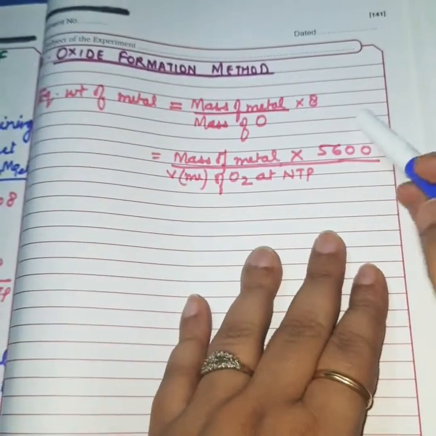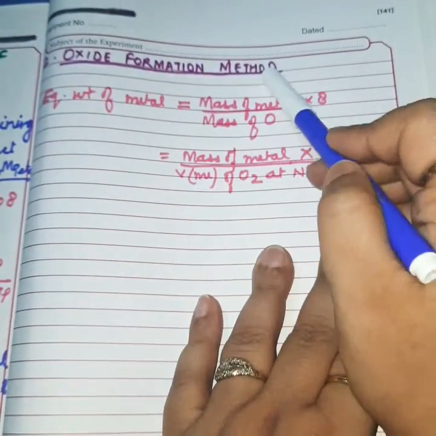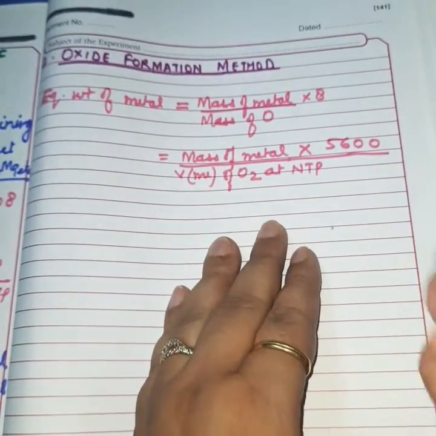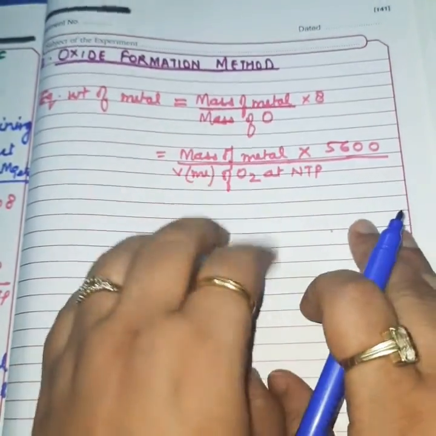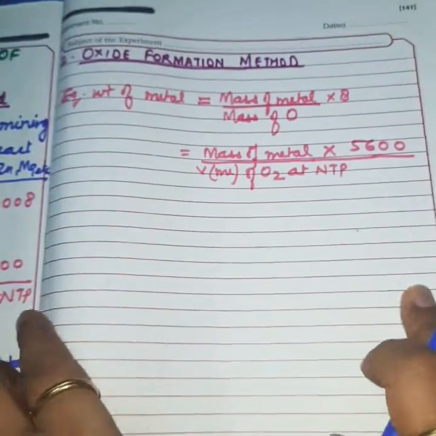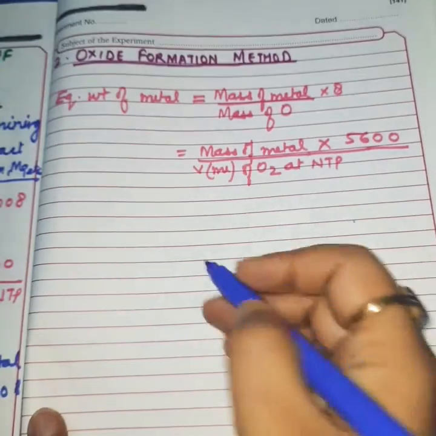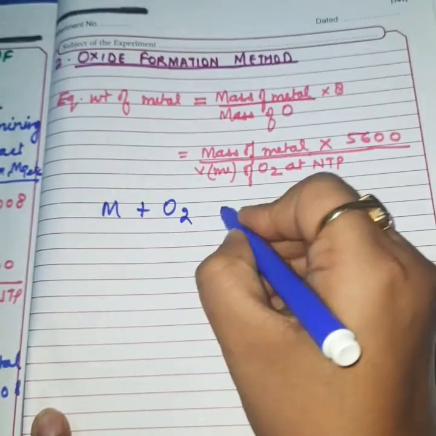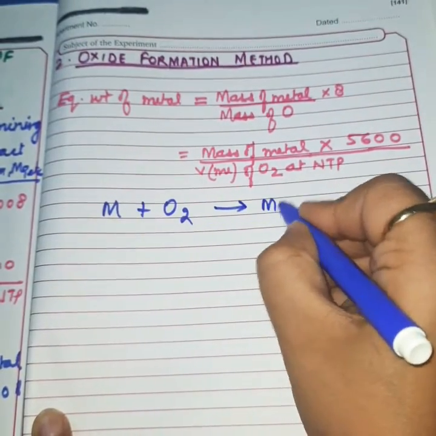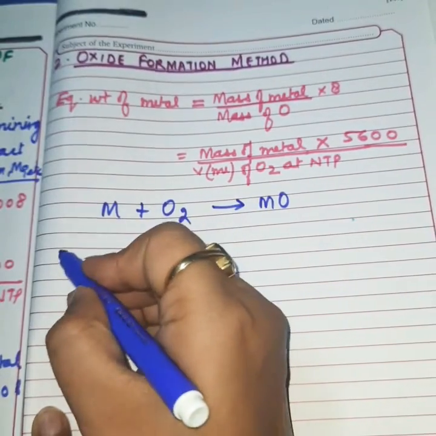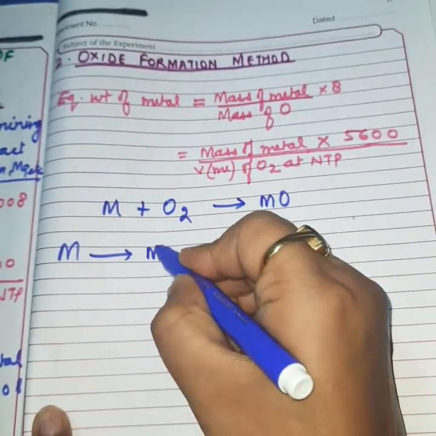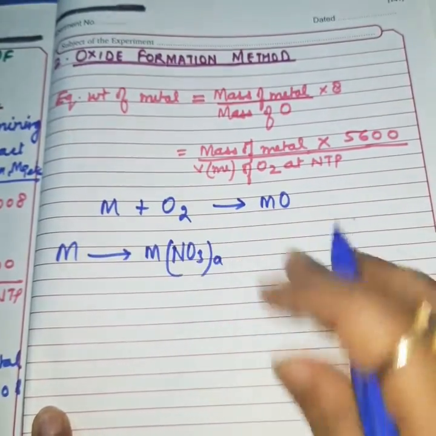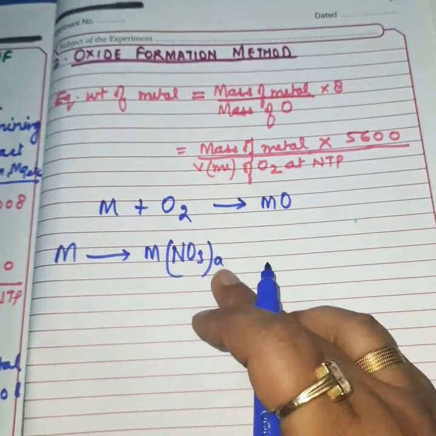Now dear students, we have the second method. What is the second method? The oxide formation method to calculate equivalent mass of metals. Now let us see how this formula is derived, or on which fact this method is based. In this method, you know what is done? Metal is converted, suppose M is the metal, into its oxide either by reacting directly with oxygen, or by converting the metal into its nitrate, M(NO3)A. A is the valency of the metal. We don't know what the valency of the metal is, so I am writing A.